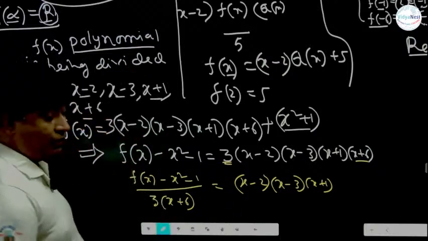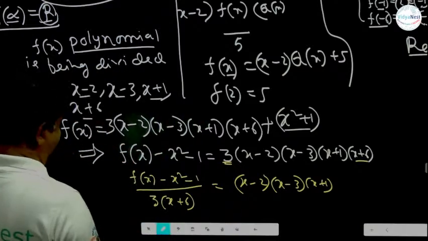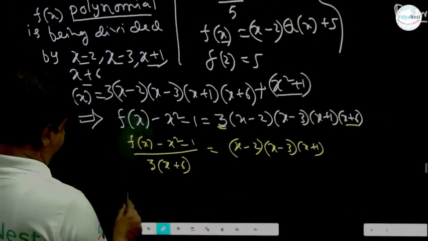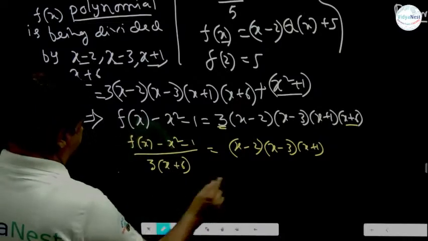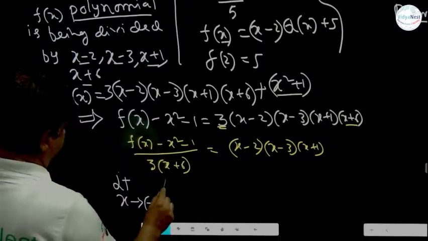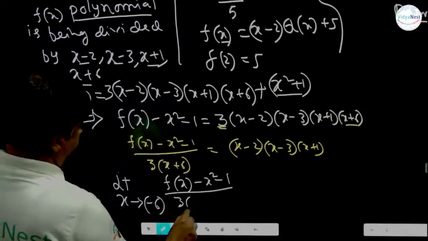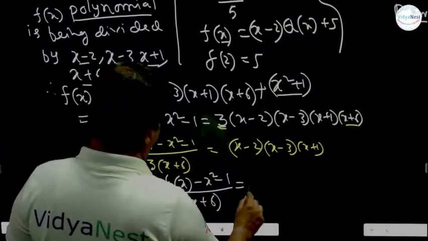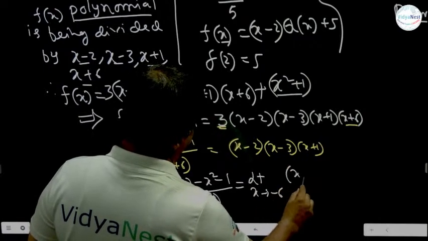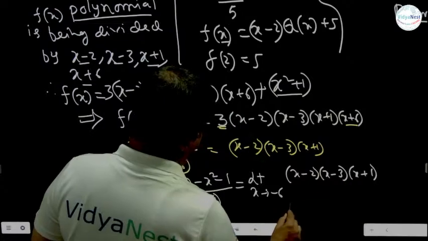Now, you are told to apply the limit x tends to minus 6. Now put the value.